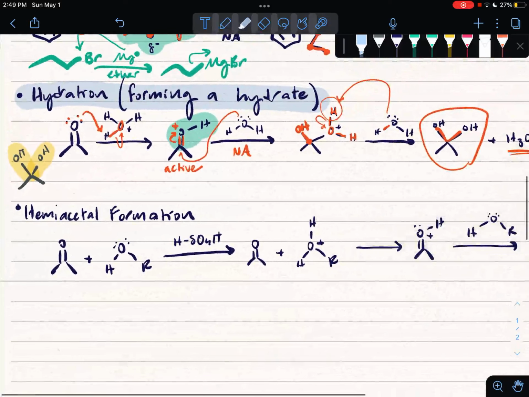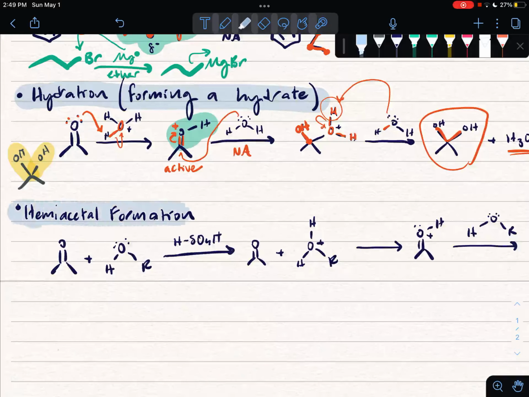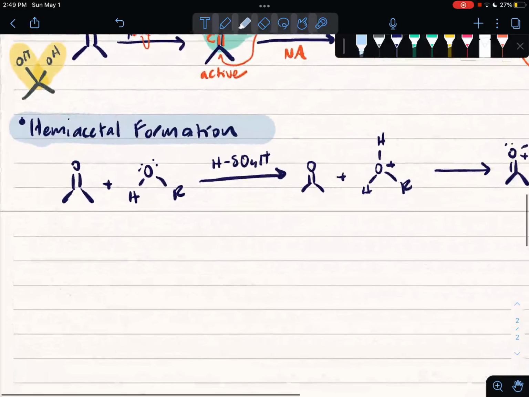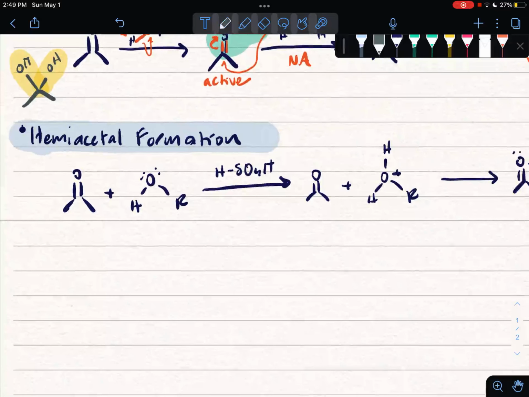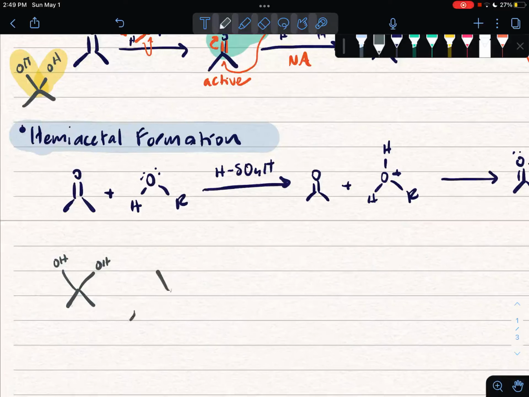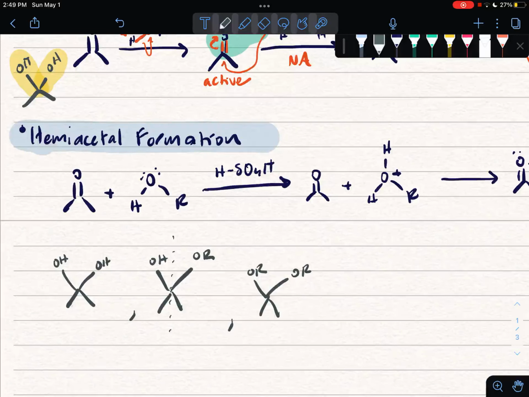Okay, next and finally, we have our hemiacetal formation. So just to review what that is, a hemiacetal in relation to the hydrate looks like this. It's half hydrate basically, and then half acetal. And an acetal looks like this. It's basically two ether groups, because these R groups are essentially just carbon groups.